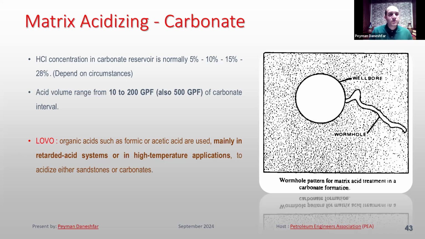Organic acids such as formic or acetic acid are used mainly in retarded acid systems or in high temperature applications to acidize either sandstone or carbonate. Again, these two can be used as an additive in our acidizing. There is no difference between carbonate or sandstone formations.